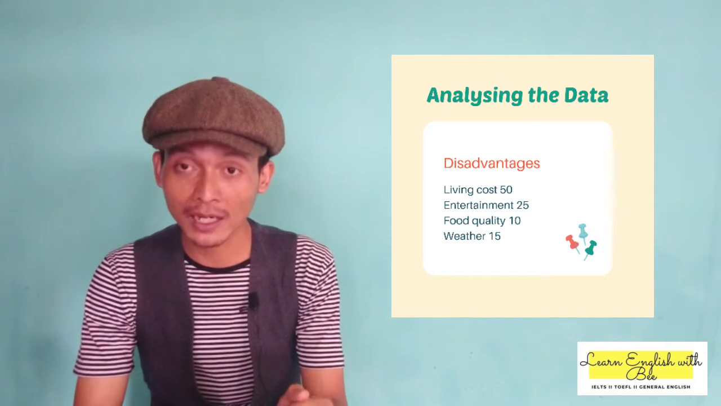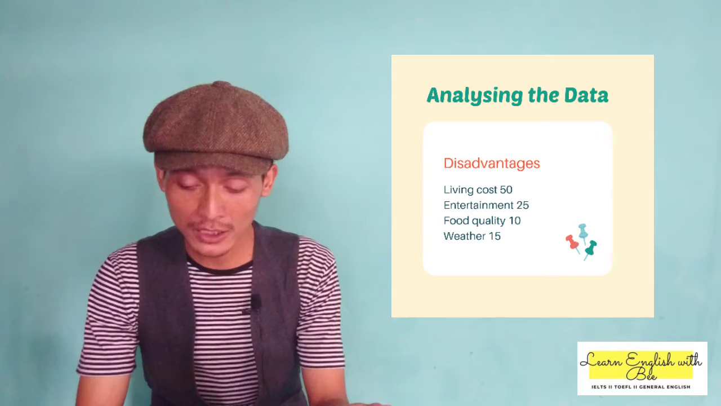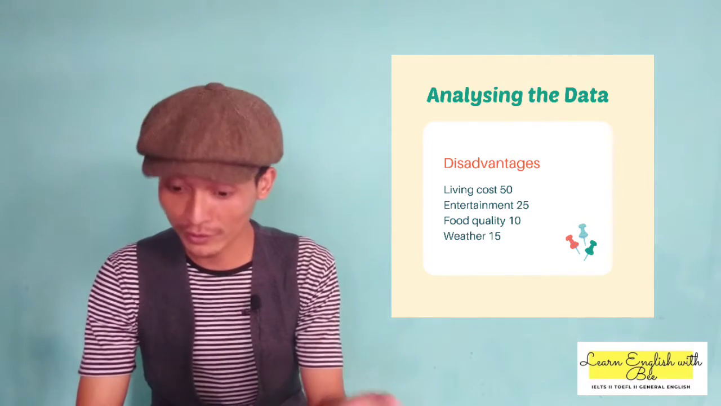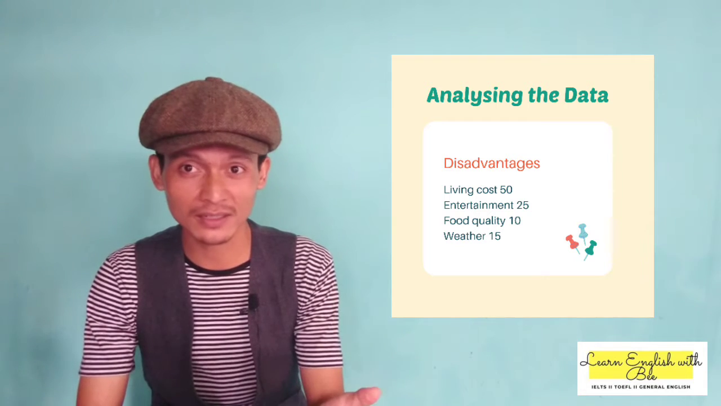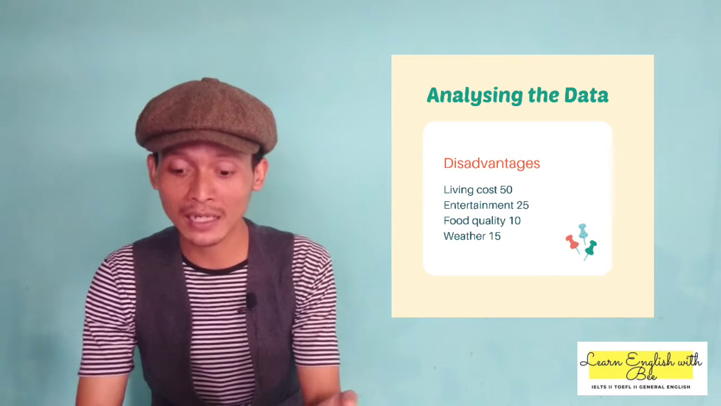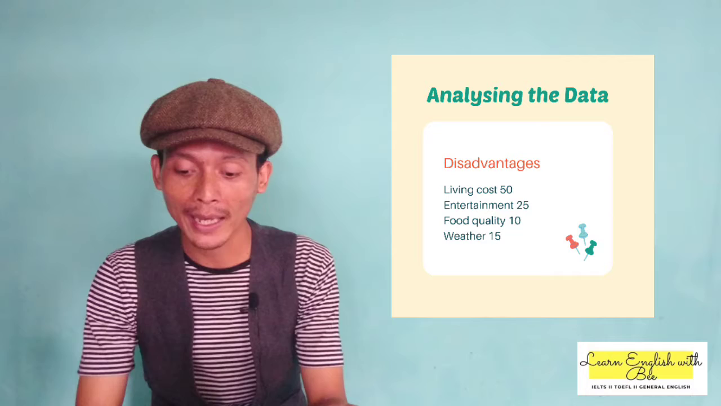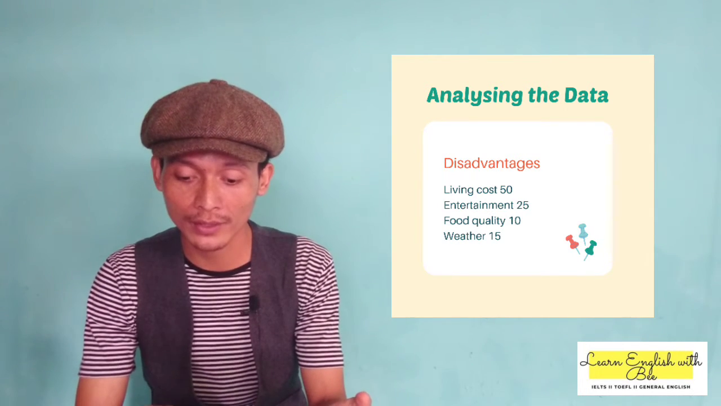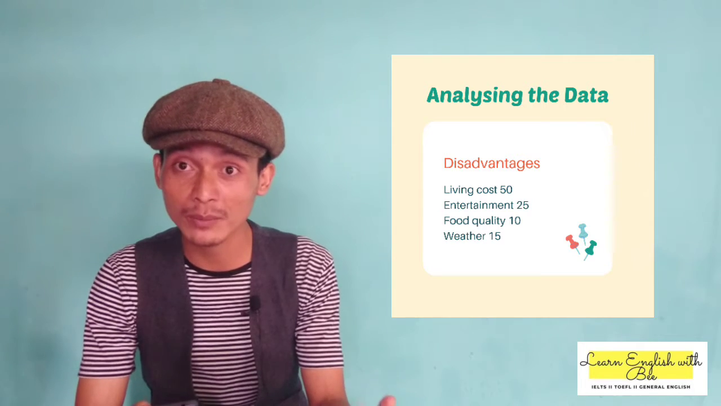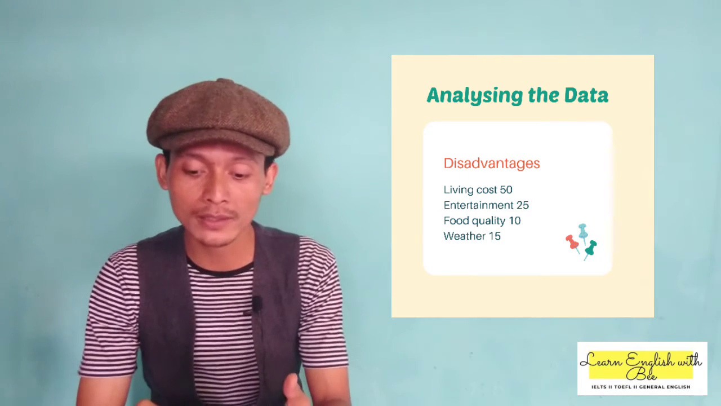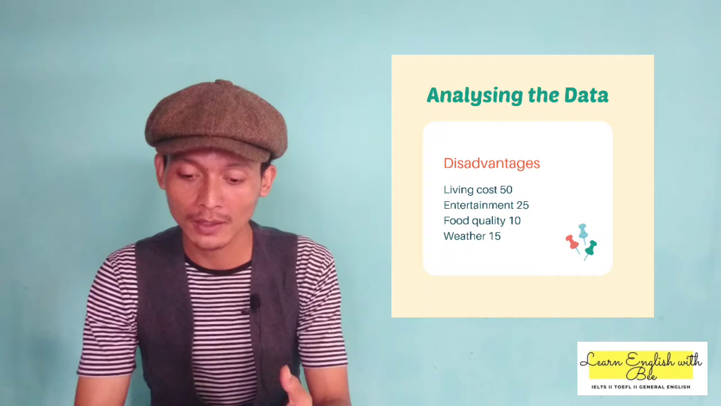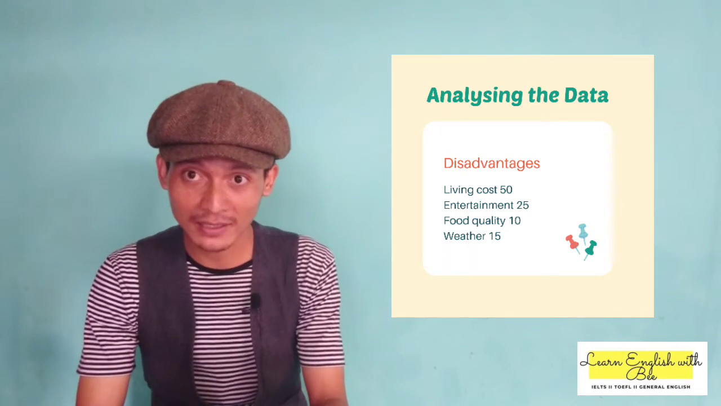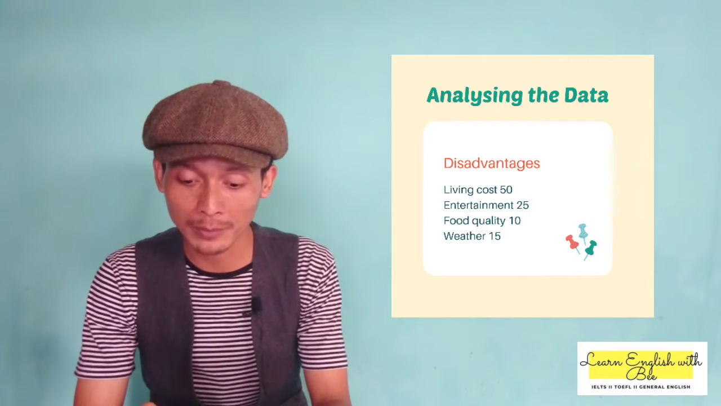And then after knowing the percentages, the next thing is ranking the data. Obviously, living cost is the highest, and then the second highest is entertainment, and then followed by weather in the third place with 15%, and then the last one is food quality. After ranking, then use the disadvantages as the first body paragraph.